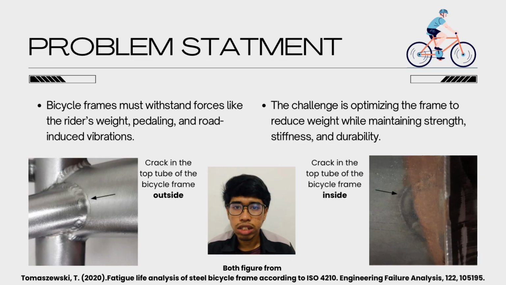Okay, now let's talk about the problem statement. So the main challenge in bicycle frame design is to reduce weight without compromising on strength or durability. During real world use, frames are subjected to several forces, such as the rider's weight, pedaling load, and vibration from the road surface. If not properly designed, this can lead to cracks and fatigue failure, especially in critical areas like the top tube. And as shown in the figure here, both internal and external cracking were observed in the previous study.